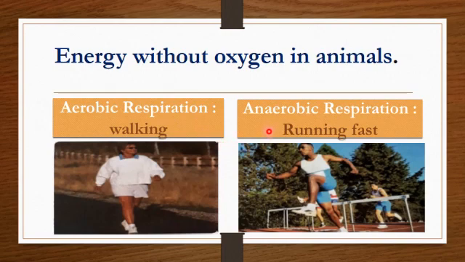And what happens during running very fast? It is an example of anaerobic respiration. It is an anaerobic exercise. No matter how fast a person breathes or their heart beats, the body cannot get enough oxygen for aerobic respiration. This time anaerobic respiration supplies the energy needed. Unfortunately, there is a limit of anaerobic respiration, and let's see what that limit is.